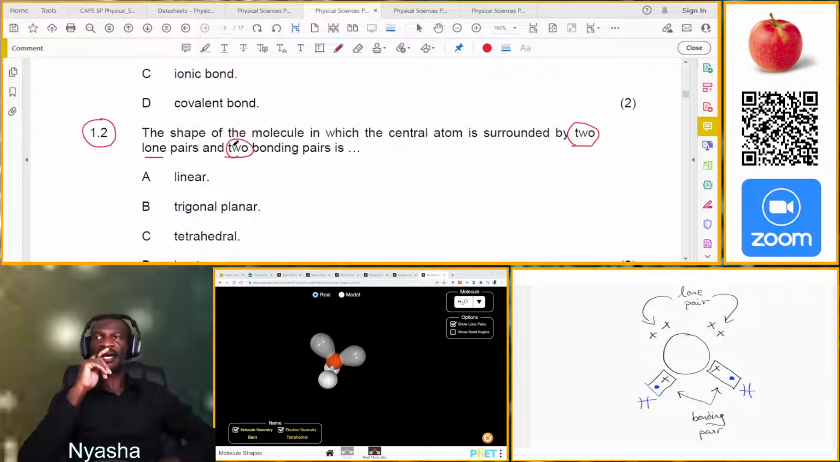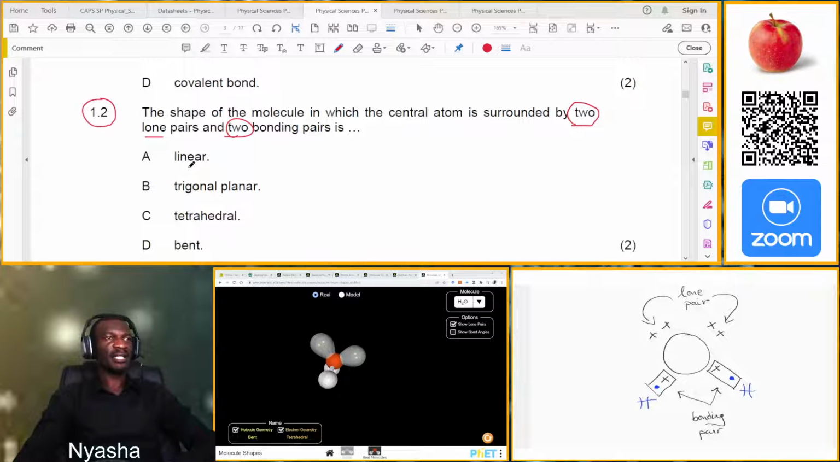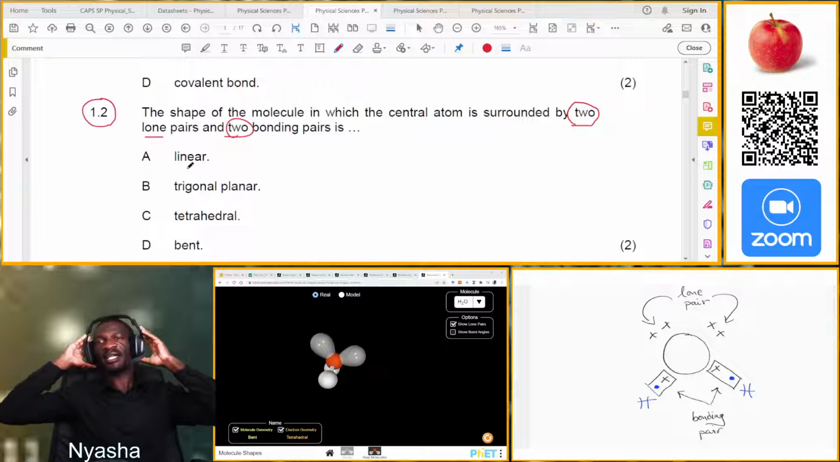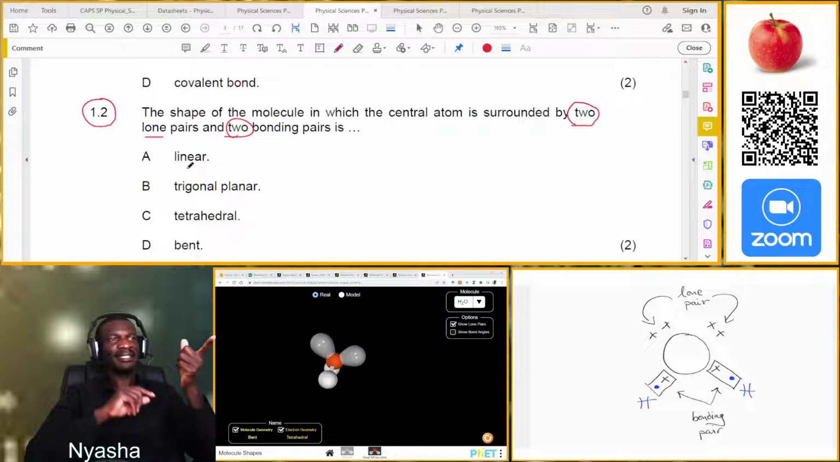So their question has to do with us trying to identify the shape of this molecule. The first option is a linear. Remember, there's a table already that you can find in your textbooks that directs you towards finding a molecular shape, based on the number of lone pairs and the number of bonding pairs.